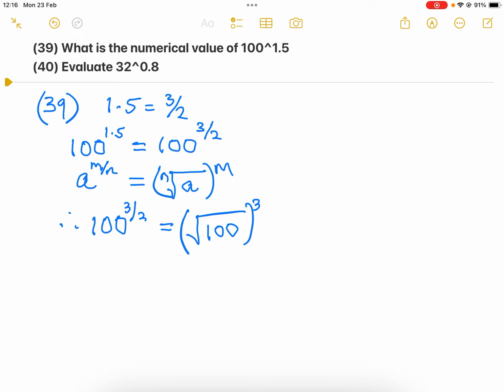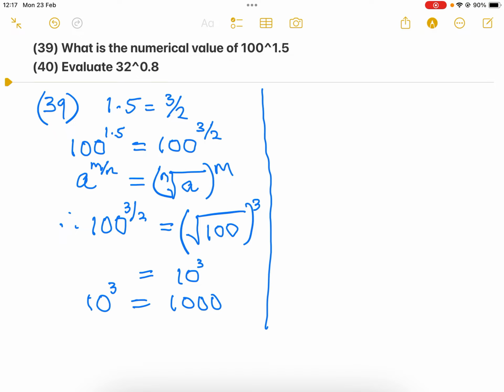The next step is to solve the root first. So we have that the square root of 100 is 10 raised to power 3. Then we evaluate the power lastly. So we have that 10 raised to power 3 is equal to 1,000. That's your final answer, 1,000.